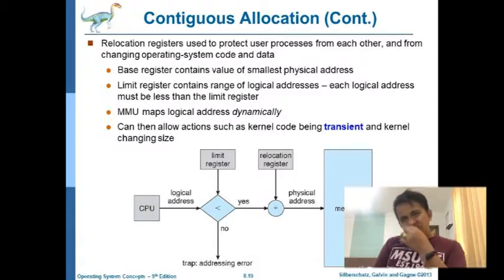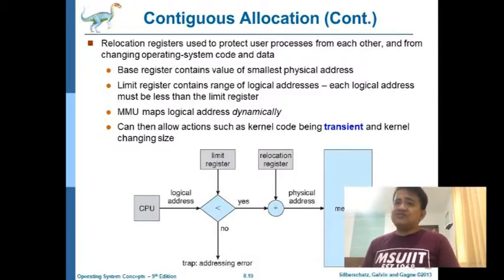Now, how is this contiguous allocation checked? As we know, the CPU produces a logical address, and then the limit register is checked to see whether the logical address produced by the CPU is less than the limit. If it is less than, it will proceed. It will be added with the relocation address, and then this relocation address will be mapped into the memory. So this is the contiguous allocation.